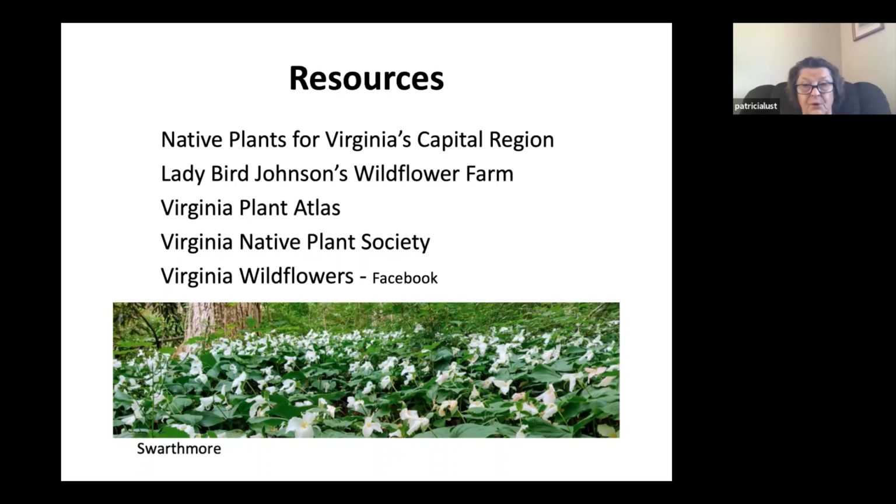The book I just mentioned, the Lady Bird Johnson Wildflower Center. One that I use a lot is the Virginia Plant Atlas. It's an online resource, and some of you know about the Flora of Virginia, that big book, what, 3 inches thick? There's supposed to be a field guide, but who's going to carry that in their backpack? The Virginia Plant Atlas is an online resource that has all the same material.